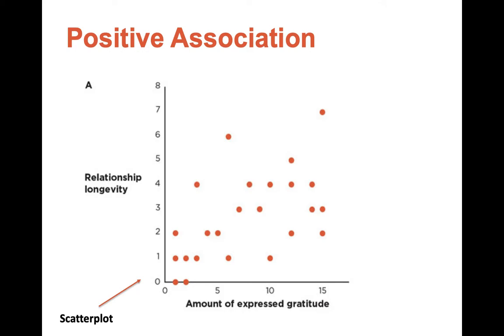Each person has 2 scores, 2 values. So for instance, this person right here expressed a high amount of gratitude, and they've been in a relationship for 7 years. This person here indicates that there's not a lot of gratitude expressed in their relationship, and they were not together long at all. I guess that would represent less than 1 year. But what we have here is a positive association, and we can see that from the graphical depiction of the data: we have this upward sloping trend.